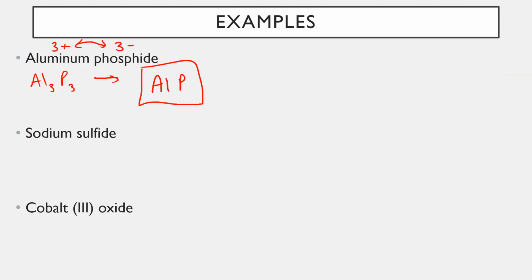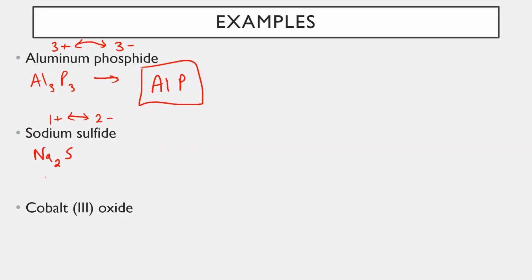Let's do another one. Sodium sulfide. Sodium on your periodic table has a +1 charge. Sulfur, which is your sulfide here, has a 2 negative charge. Okay, so this is where swap and drop is really going to become useful. Swap the numbers and drop them. Sodium is Na. It's going to get a 2, and then sulfur is an S. It's going to get a 1. You don't have to write the 1, right?